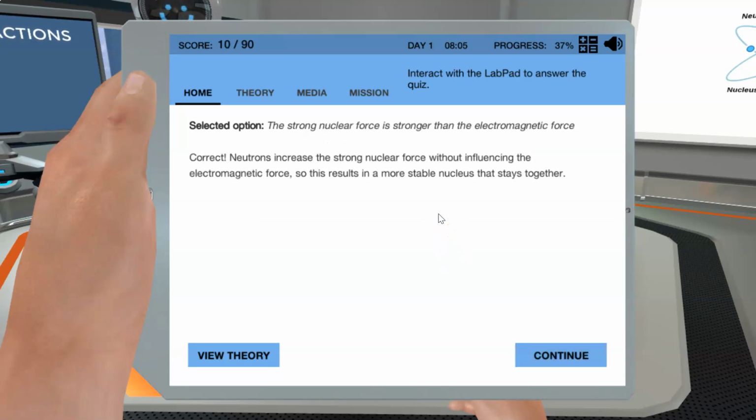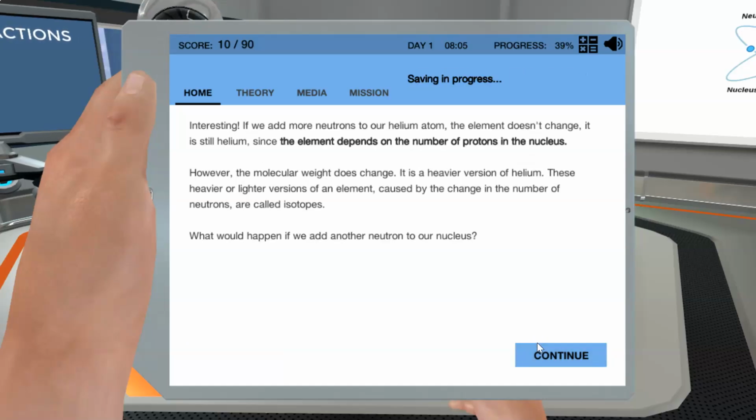Correct. Neutrons increase the strong nuclear force without influencing the electromagnetic force, so this results in a more stable nucleus that stays together. Interesting. If we add more neutrons to our helium atom, the element doesn't change. It is still helium, since the element depends on the number of protons in the nucleus. However, the molecular weight does change. It is a heavier version of helium. These heavier or lighter versions of an element, caused by the change in the number of neutrons, are called isotopes.